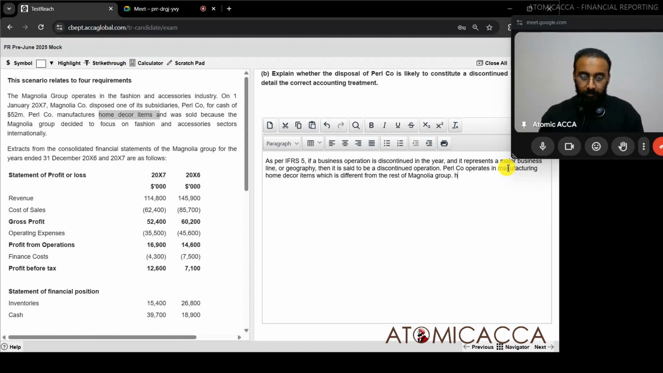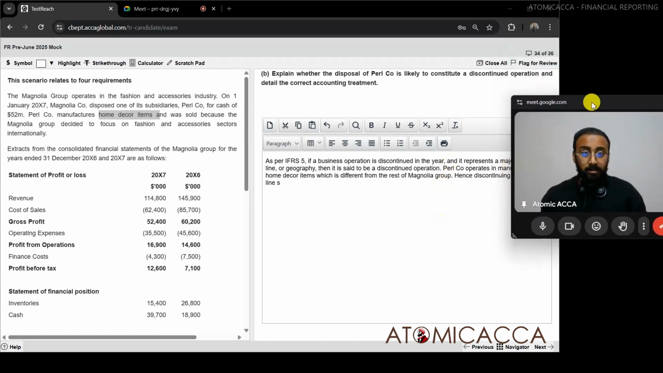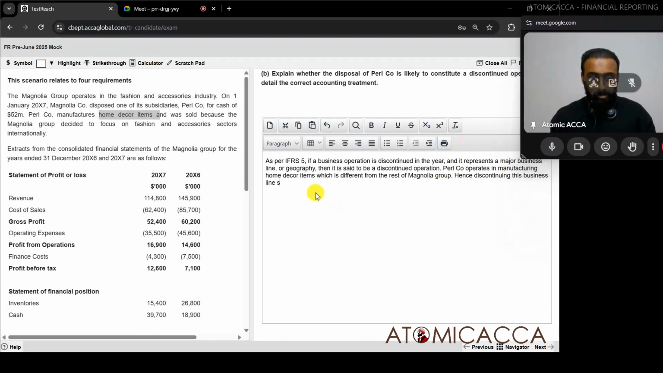Hence, discontinuing this business line. What was the question? Explain whether it constitutes a discontinued operation. So hence, discontinuing this business line constitutes a discontinued operation as per IFRS 5. So the first part we addressed.